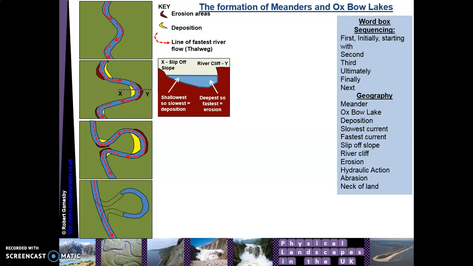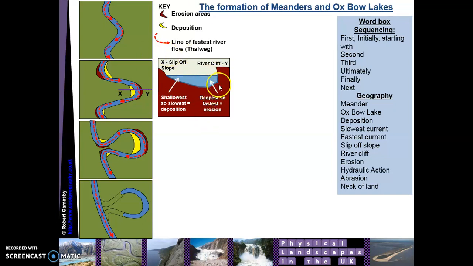So outside, always areas of erosion, and inside, always areas of deposition. If you look at the cross section here, sometimes you're given this cross section in exams and asked to explain what's going on. You can see the outside bend is where the river cliff is. The bend of a river in cross section looks like this. The outside has a cliff, and the reason it's got a cliff is because there's constant erosion going on down here.